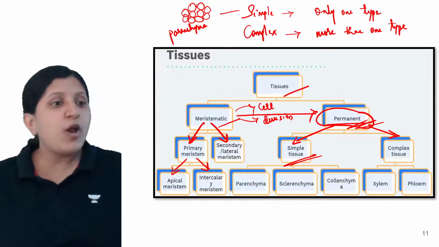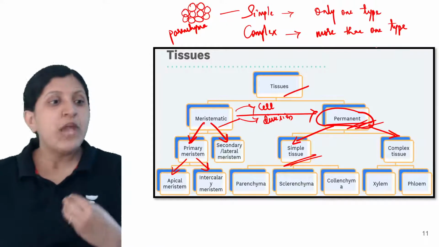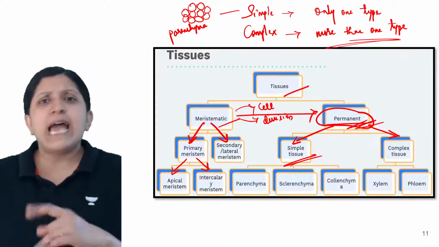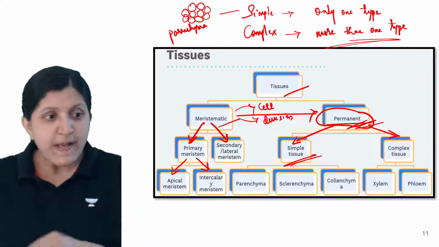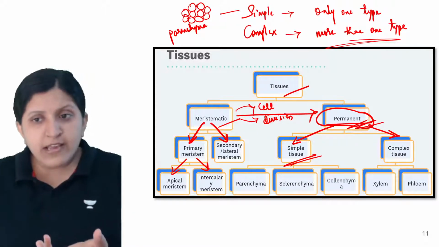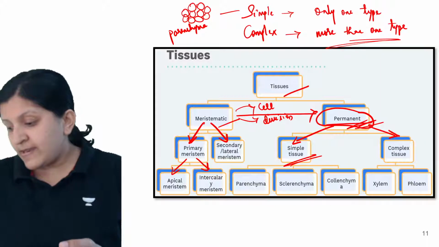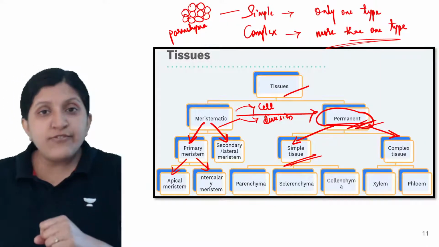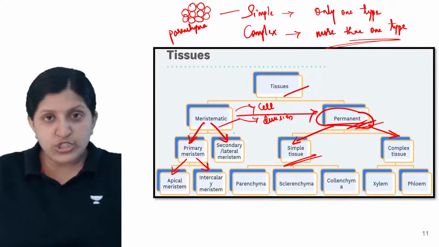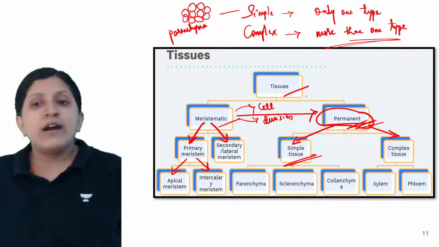Now if we mention a complex permanent tissue, what exactly happens? It is not just one type of tissue, but you can find more than one type there. So what is that more than one type? Like a xylem, or we know there is a phloem. It is not just made of parenchyma; it has parenchyma and sclerenchyma. Specifically in xylem, the xylem vessels and tracheids are found. So it is not just one type of tissue, but many different types of tissues are found, and that we call a complex one.